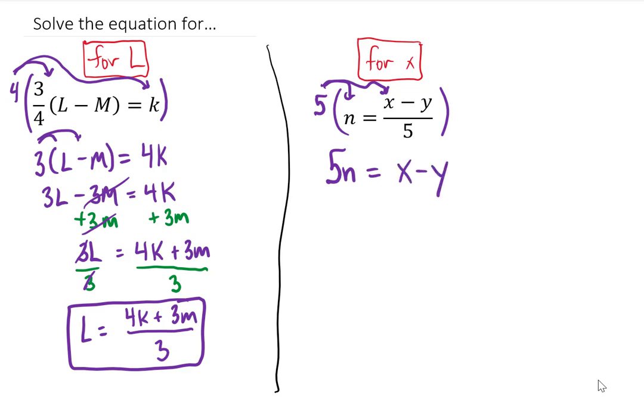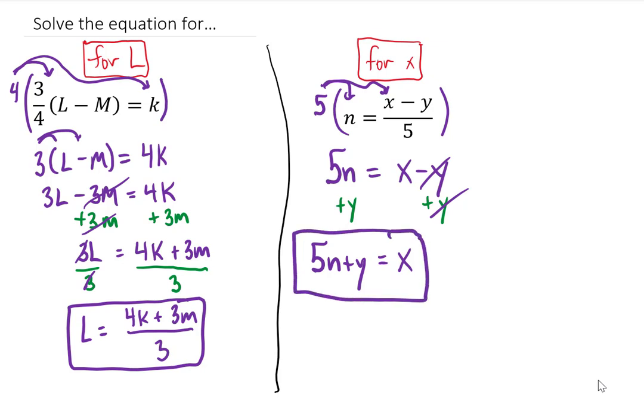So now what's left to do is to solve for the x. So we got to get rid of the minus y. So I'll add y to the right and add y to the left, yielding, on the left hand side, 5n plus y. And on the right hand side, after the cancellation, we're just left with x. And that was our whole goal the whole time anyway, to solve for x. So 5n plus y equals x, and that's how you solve an equation with a lot of variables in it for one of the variables that's specified.